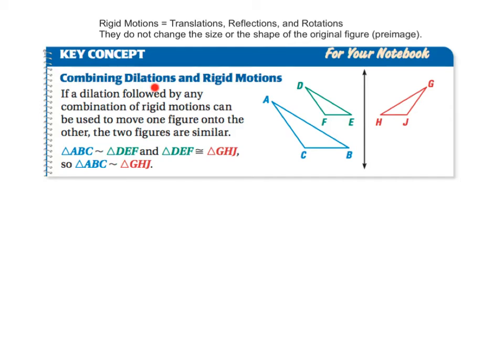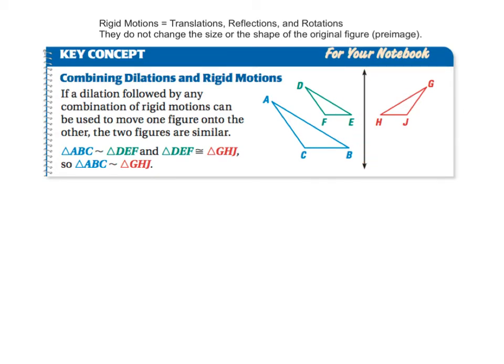So again, we're going to combine dilations with rigid motions. If a dilation followed by any combination of rigid motions can be used to move one figure onto the other, the two figures are similar. So if you look at the diagram here, it says triangle ABC is similar to triangle DEF. So they have shrunk triangle ABC to make it into triangle DEF. And triangle DEF is congruent to triangle GHJ because it was reflected over this vertical line.